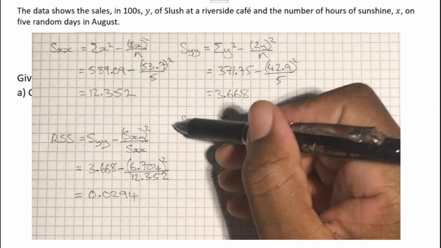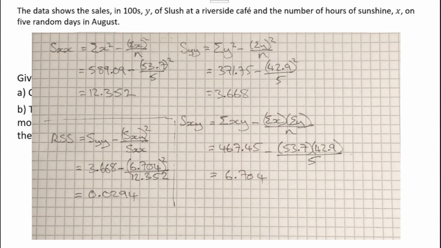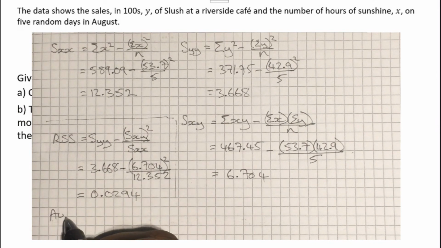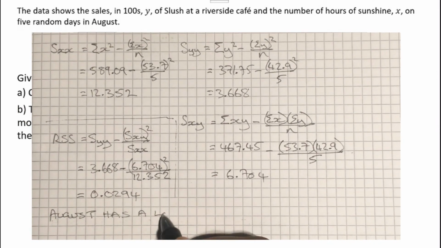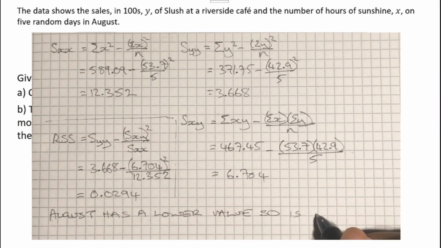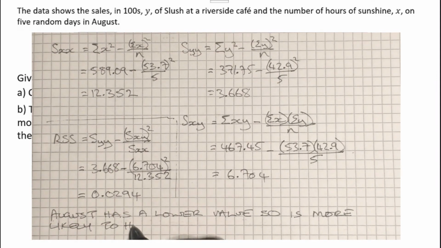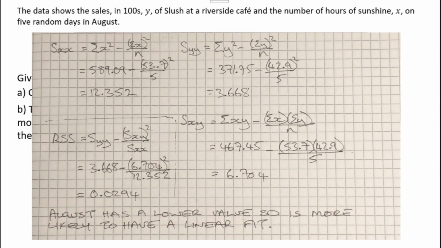Substituting in, we get an RSS of 0.0294. So very small, but is it small enough? When we compare it, August has a lower value for the RSS than December does. So the RSS indicates that August's values are more likely to have a linear fit.